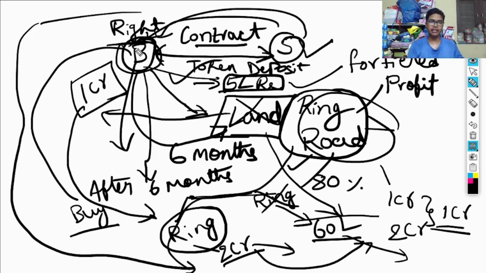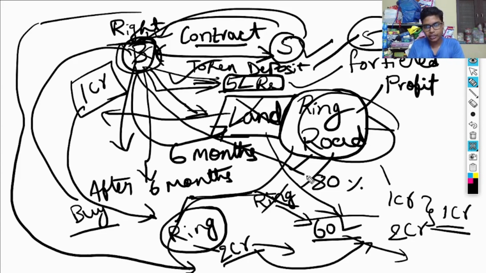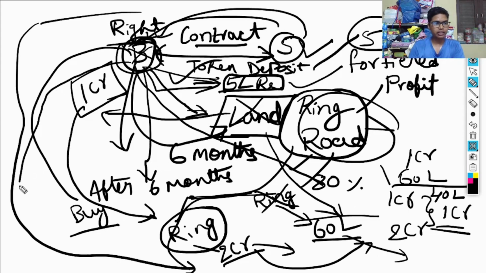As a prudent buyer, he should not exercise the contract. Why? Because if he exercises, he will lose 40 lakhs, whereas if he does not exercise, he will lose a maximum of the token deposit amount of 5 lakhs only. Hence, since he has the right, he need not execute the contract. In order to save himself from the 40 lakhs loss, he has to forgo 5 lakh rupees of token deposit.